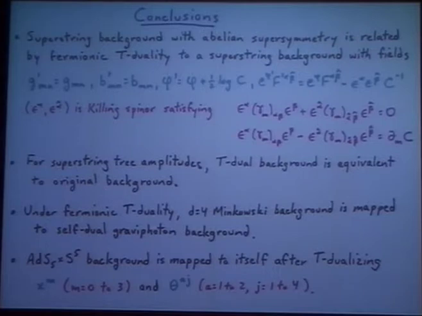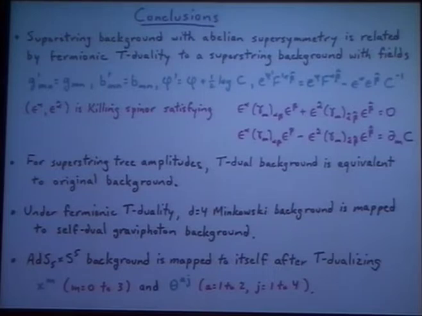And as I already mentioned, under fermionic T-duality, if you just start with flat D=4 Minkowski background, you end up with a self-dual graviphoton background. And if you start with the AdS5 x S5 background, and you choose to T-dualize these 4 X's and these 8 thetas, you end up with the same background.